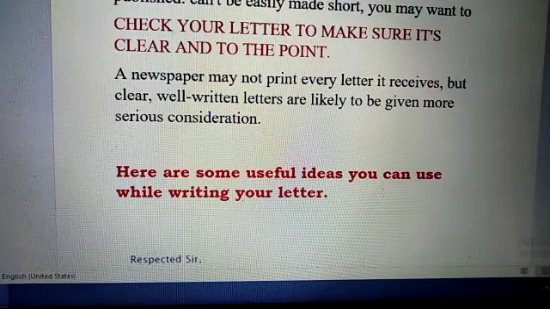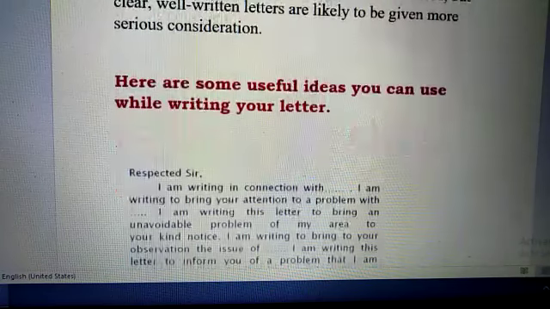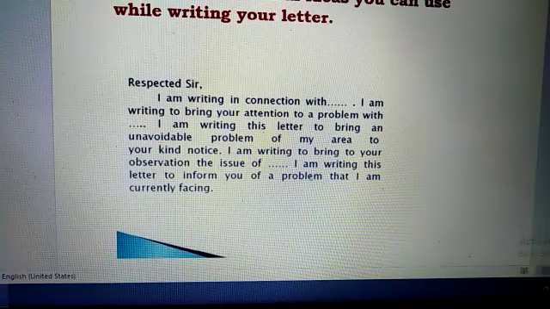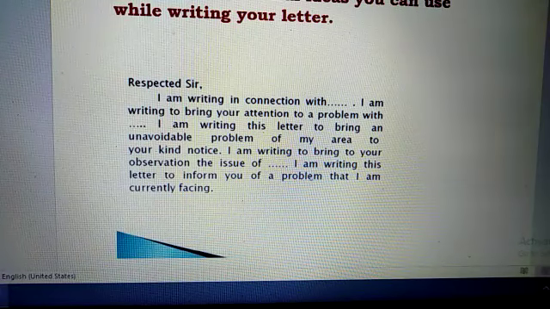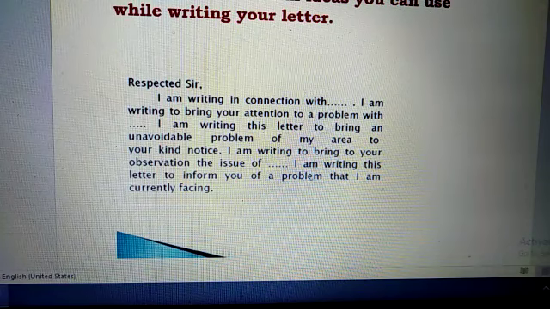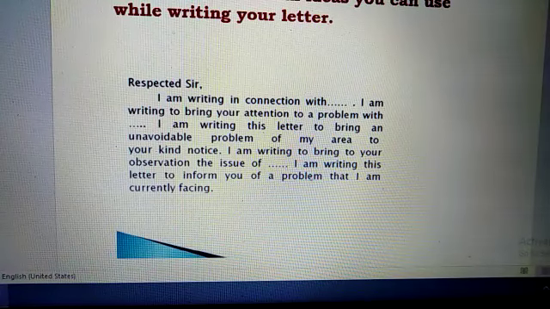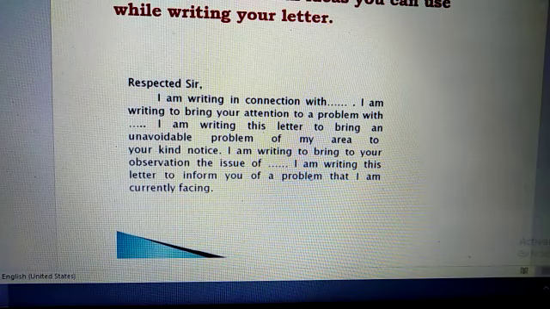So here are some useful expressions you can use while writing your letter. I'll not read them all, but you can use: respected sir. I'm writing in connection with, or concerning, such and such. I'm writing to bring your attention to a problem with. I'm writing the letter to bring an avoidable problem of my area to your kind notice.